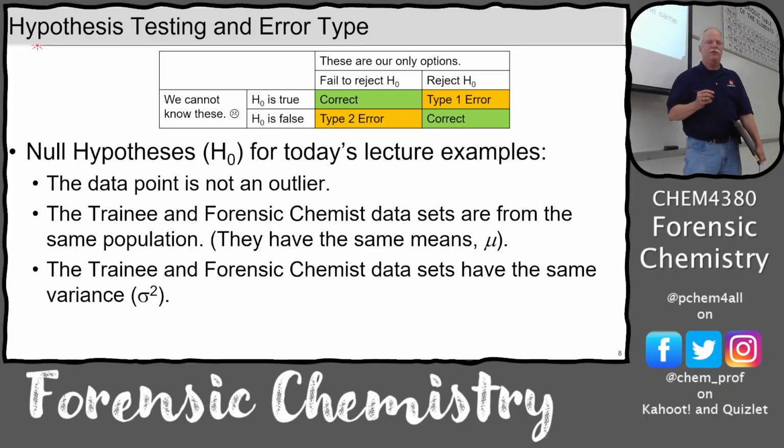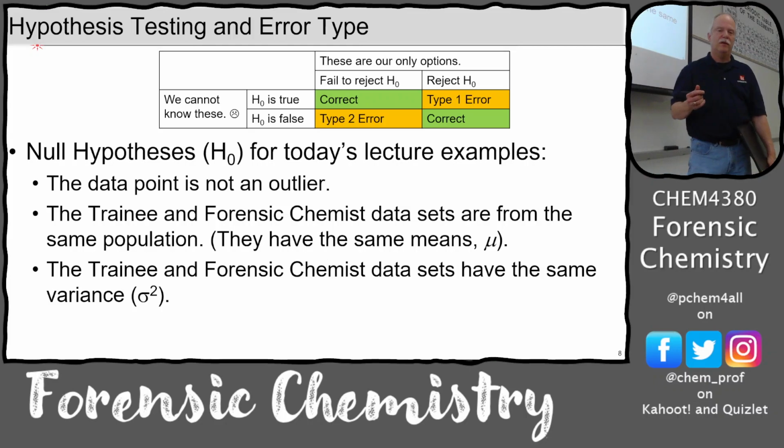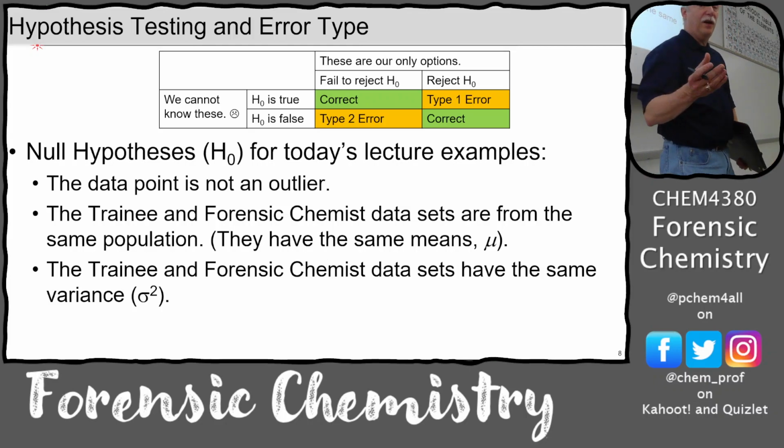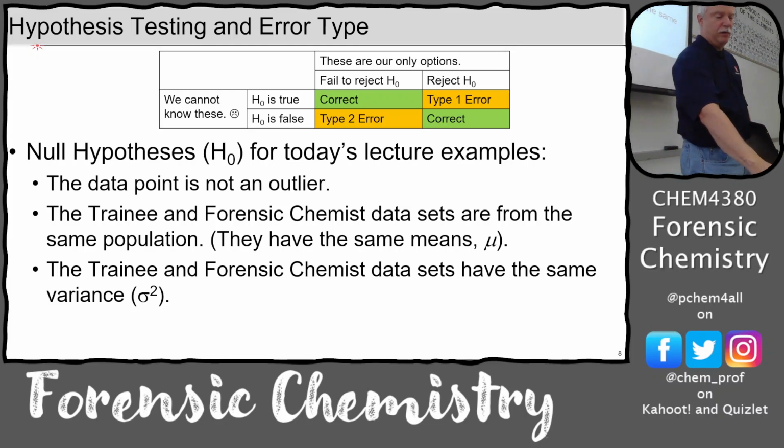The trainee and the forensic chemist data sets have the same variance. Now, we looked at that. We know that's not the case. I mean, we could tell from the data that the trainee is really spread out and the forensic chemist is really tight in terms of the data. But we'll do the statistical test to show how we test that numerically. Now, variance is the standard deviation squared, and so that's just your uncertainty squared.